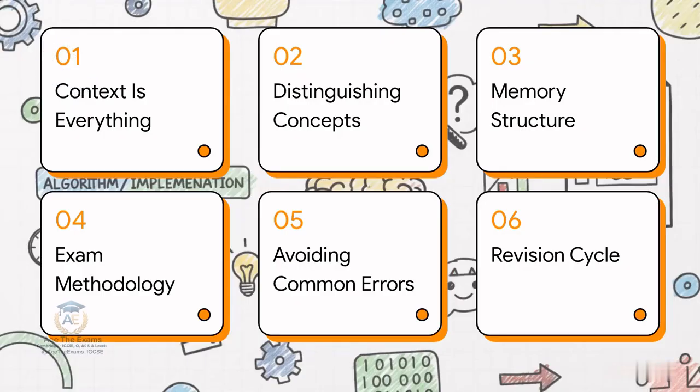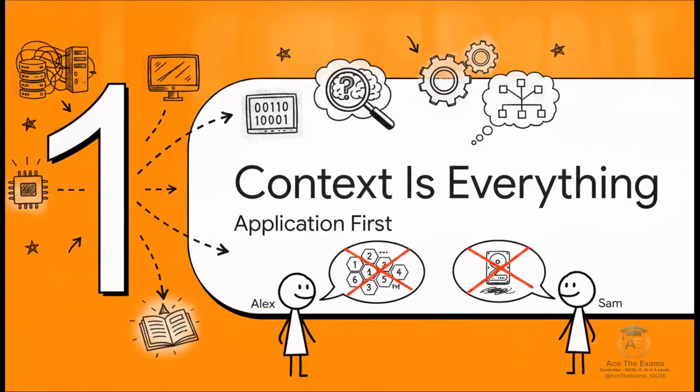Okay, let's dive into our 6-step roadmap for mastering this. We'll start with why context is everything. Learn how to distinguish those tricky nearby concepts and build a foolproof 4-prompt memory structure. Then, we'll tackle exact exam methodology, systematically eliminate common errors, and finish strong with a 3-pass revision cycle. Section 1. Context is everything. Let's get right into it.